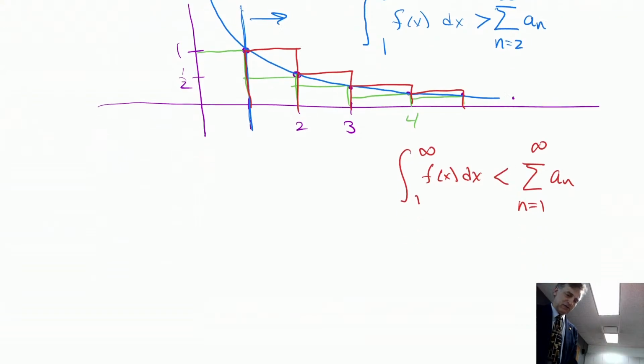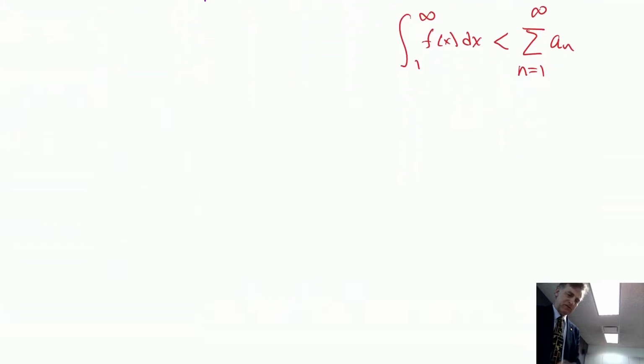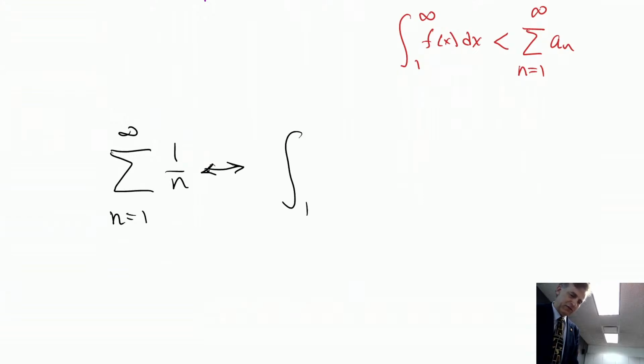Let's go do the integral test with the harmonic series, which is apparently what Connor did. So we're doing this, 1 over n, n goes from 1 to infinity. That will share the same fate as this. So this is all the integral test is.